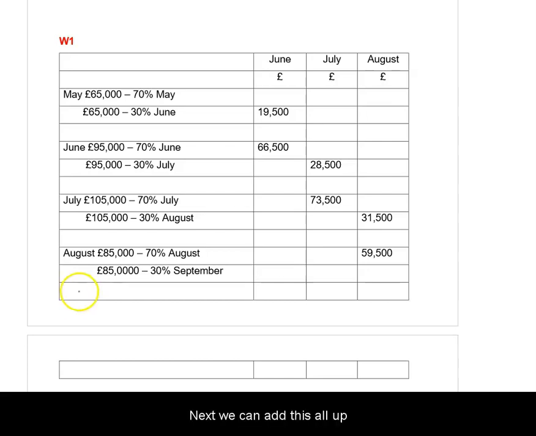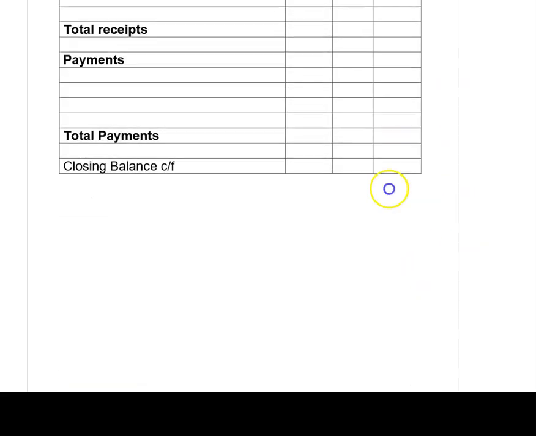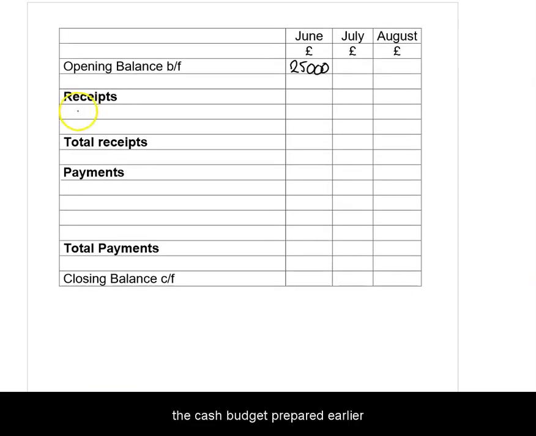What we can do next is we can add this all up. We can produce a total. And the total for June is 86,000. And then for July, 102,000, just adding up the figures. And then for August, 91,000.